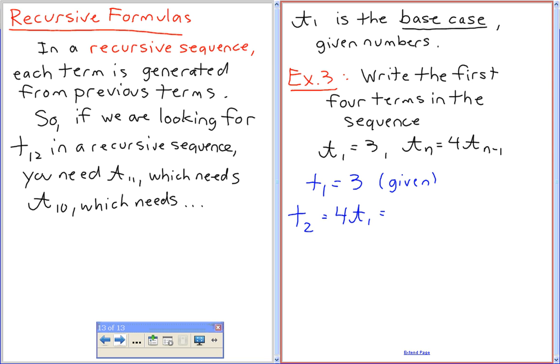Are we okay on that? Because n is going to be 2 here. So for T2, n minus 1 means 1 less than that. So 4 times 3, which is 12. Because n is just a subscript here, n is going to be 2. And n is still 2 here, so 2 minus 1, which is 1.